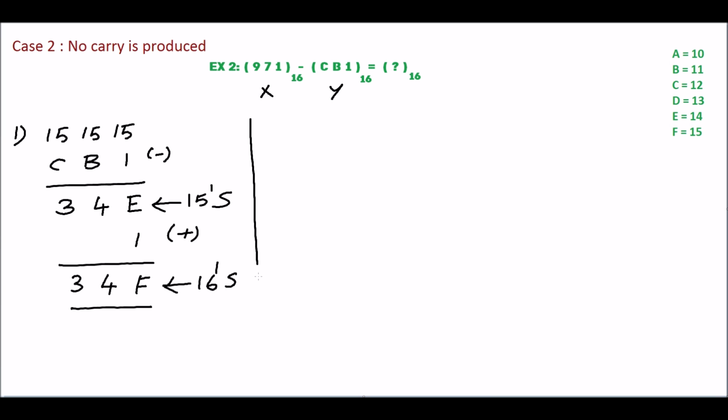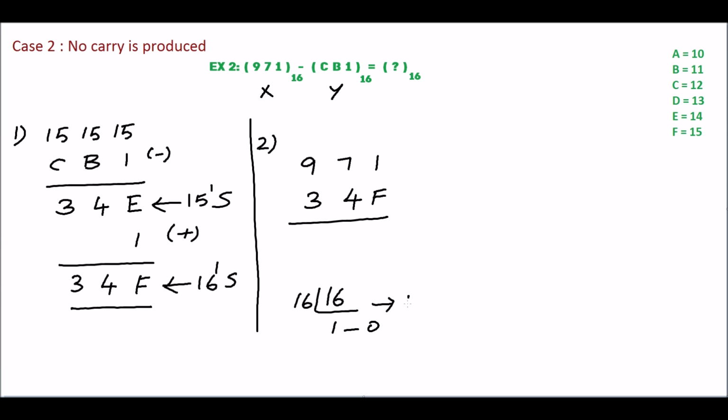In step 2, add x and the 16's complement of y, which is 3, 4, F. F is equivalent of 15. So 1 plus 15 is 16. 16 is not a hex. Convert this into equivalent hex number. The quotient is 1 and the remainder is 0. So the equivalent hexadecimal number is 10.